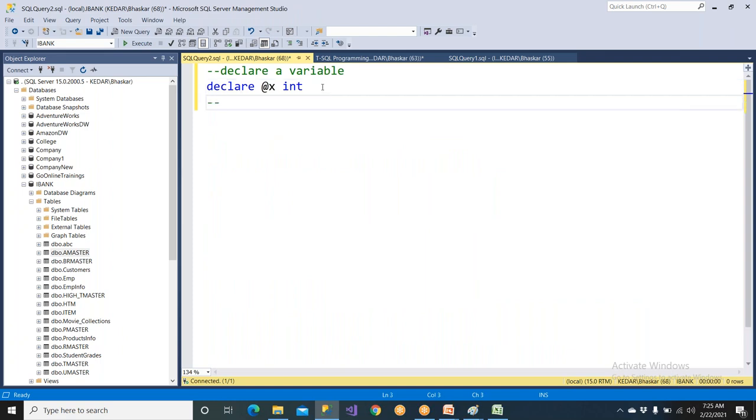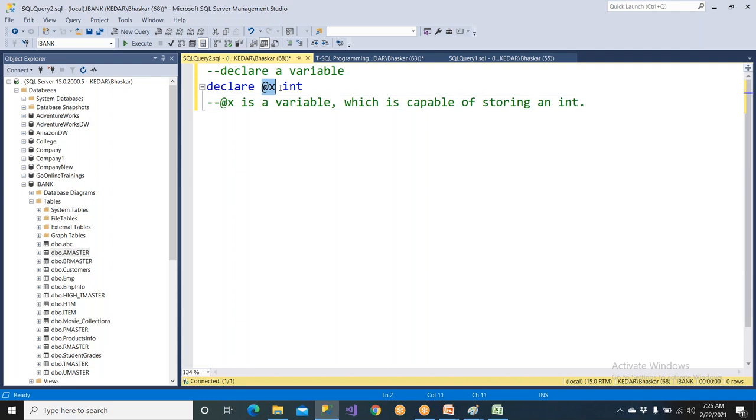So what is the meaning of this? The meaning is, at the rate x is a variable. Variable means the data can change. Vary means what? The data can change. That is the meaning. At the rate x is a variable which is capable of storing an integer.